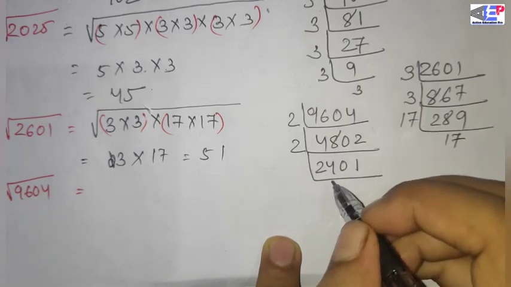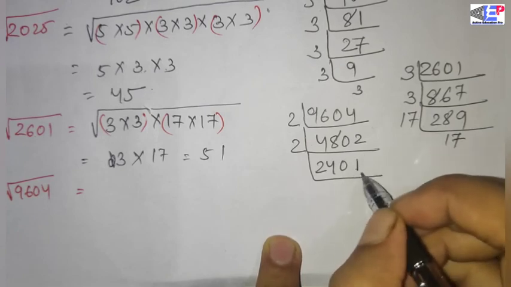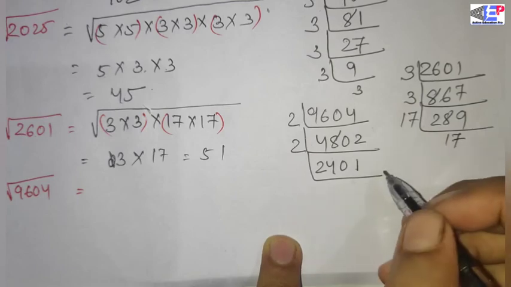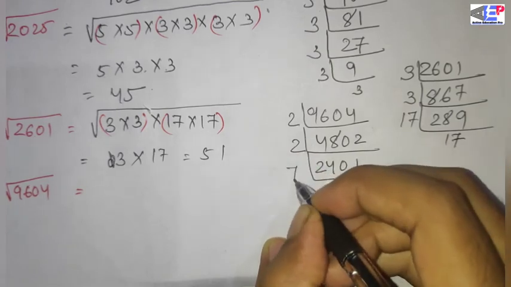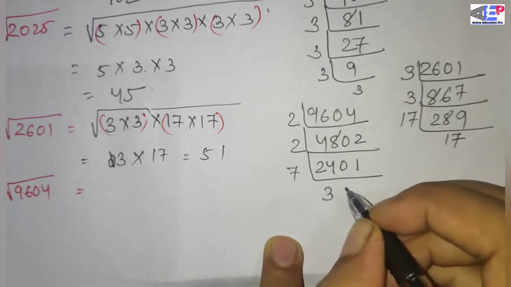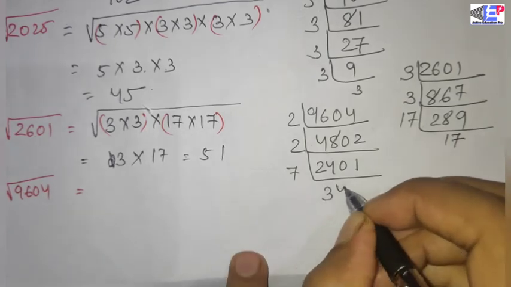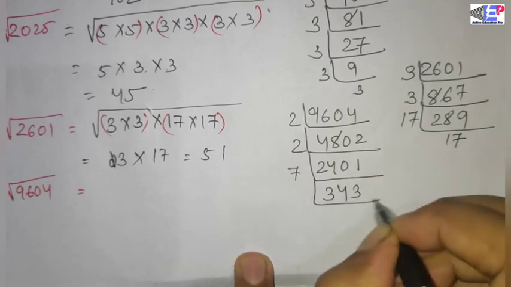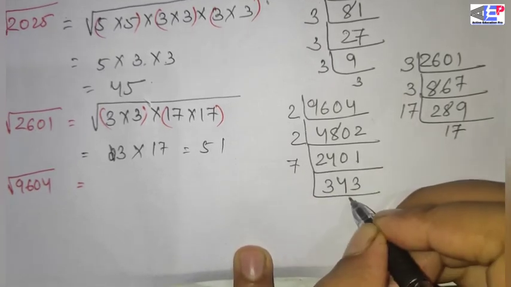This number is not divisible by 3. And then next check it for 5. It contains 1 at its unit place, so it is not divisible by 5. Then the next prime number is 7. So here check for 7. 7 3s are 21, remaining 30. 7 4s are 28, 21. 7 3s are 21.